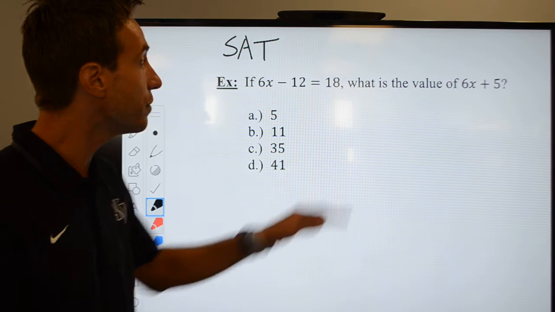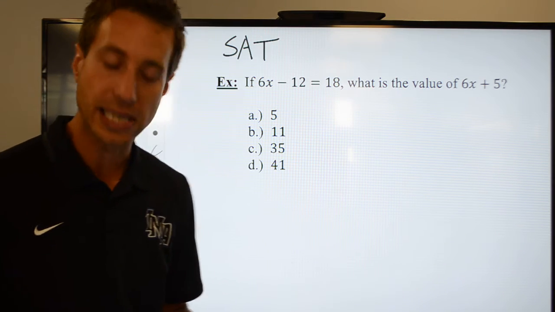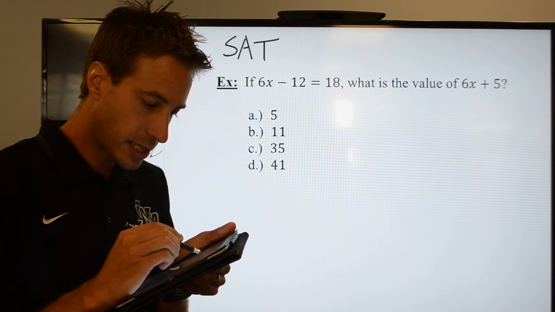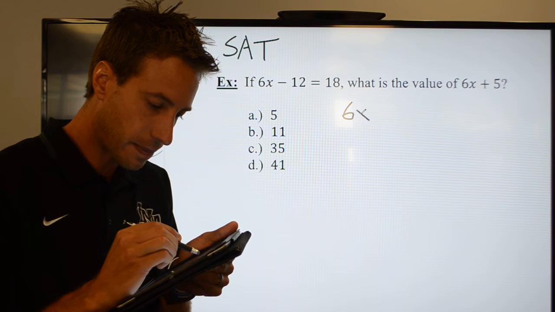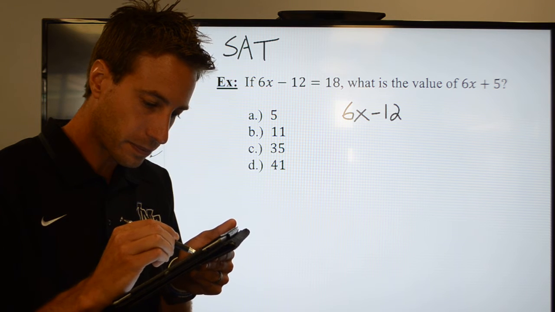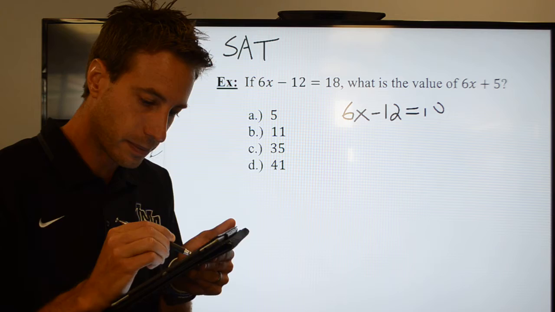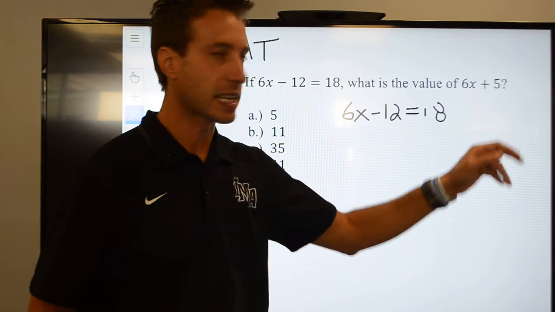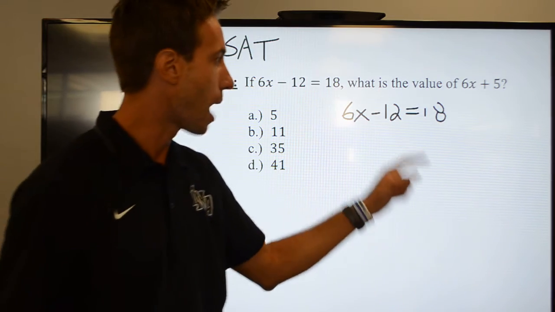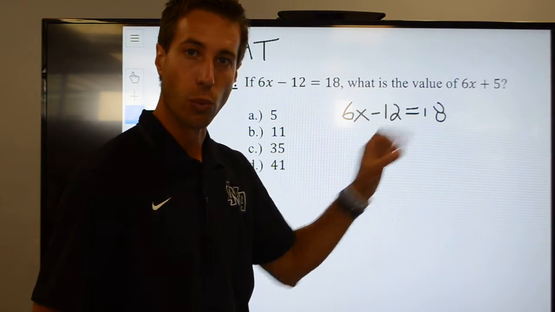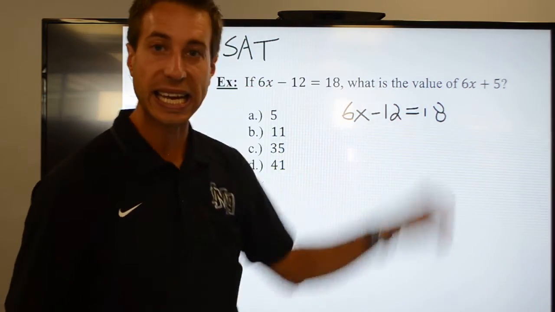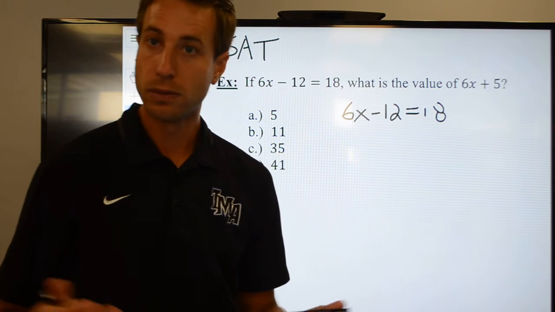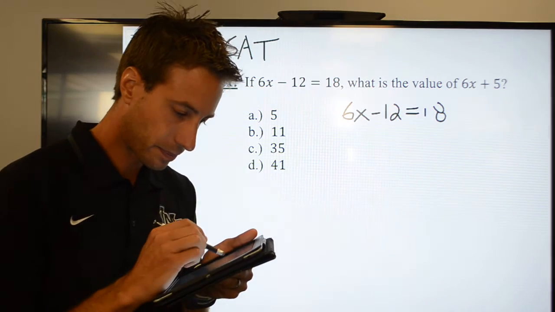Here's what most of you are going to do when you see this problem. You're going to say, hey, 6x minus 12 is equal to 18. No problem. They then want me to find the value of 6x plus 5. Here's what I'm going to do. I'm going to solve this equation for x. Once I know what x is, I'll plug it in and I'll have my value. Well, let's do that.